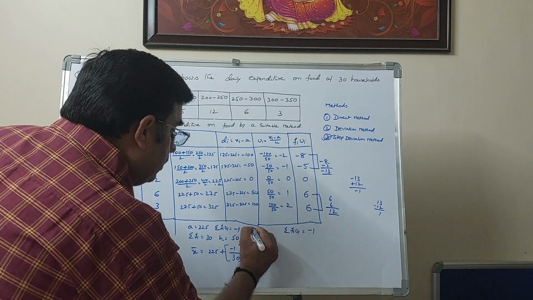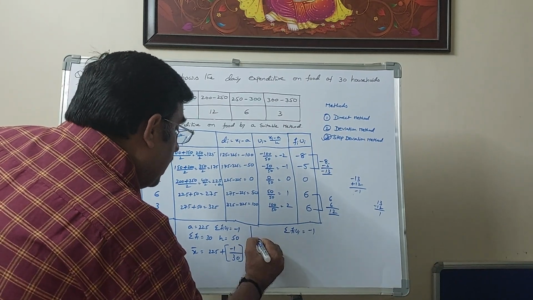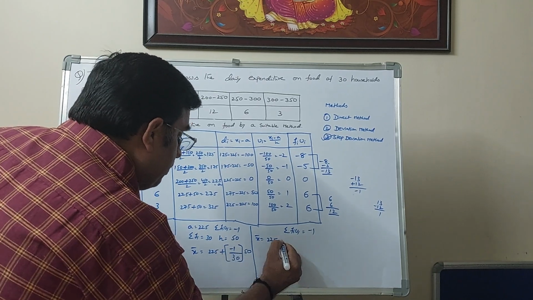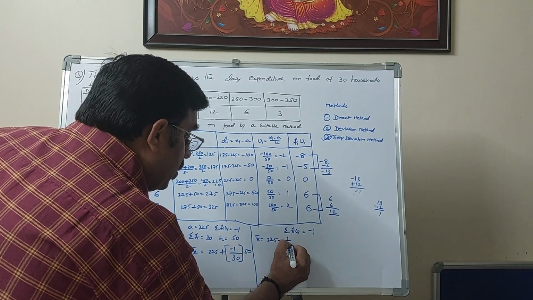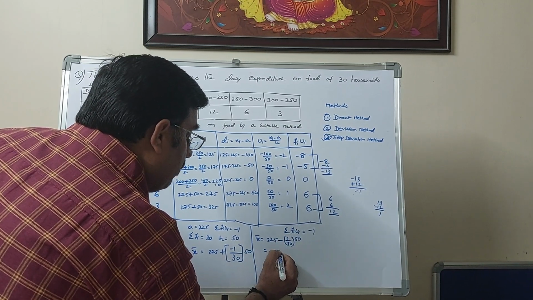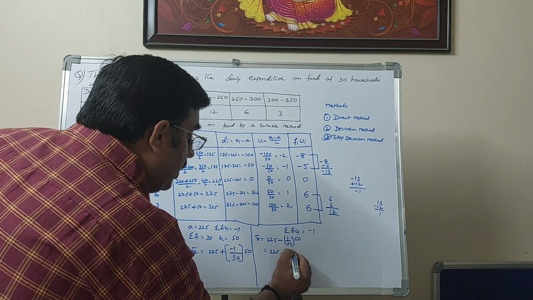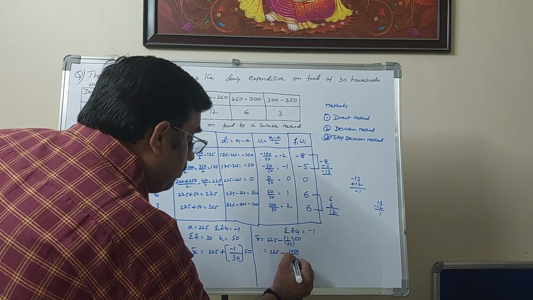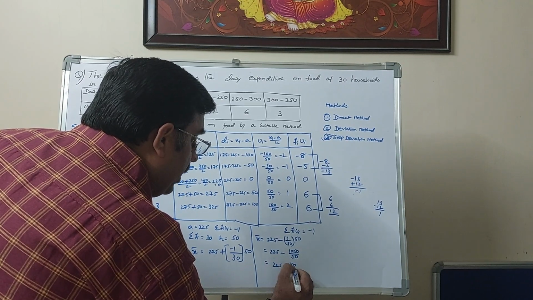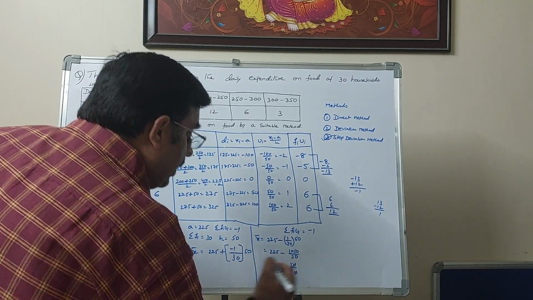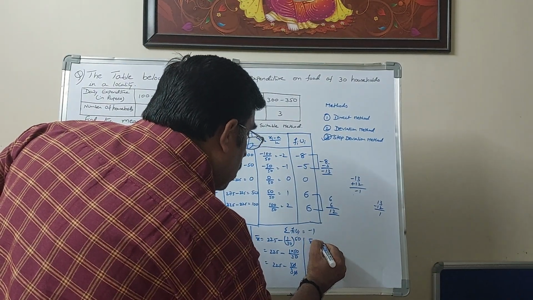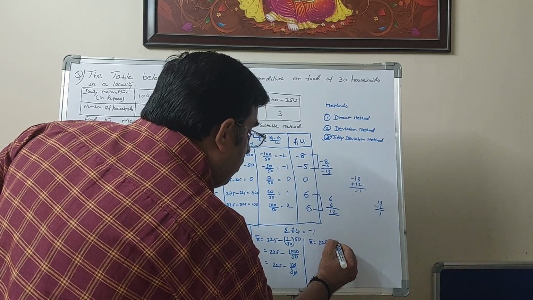So x bar is equal to 225 plus minus 1 by 30 into 50. That is equal to 225 minus 1 into 50 by 30, which is 225 minus 50 by 30. The 0 and 0 get cancelled. So x bar is equal to 225 minus 5 by 3.